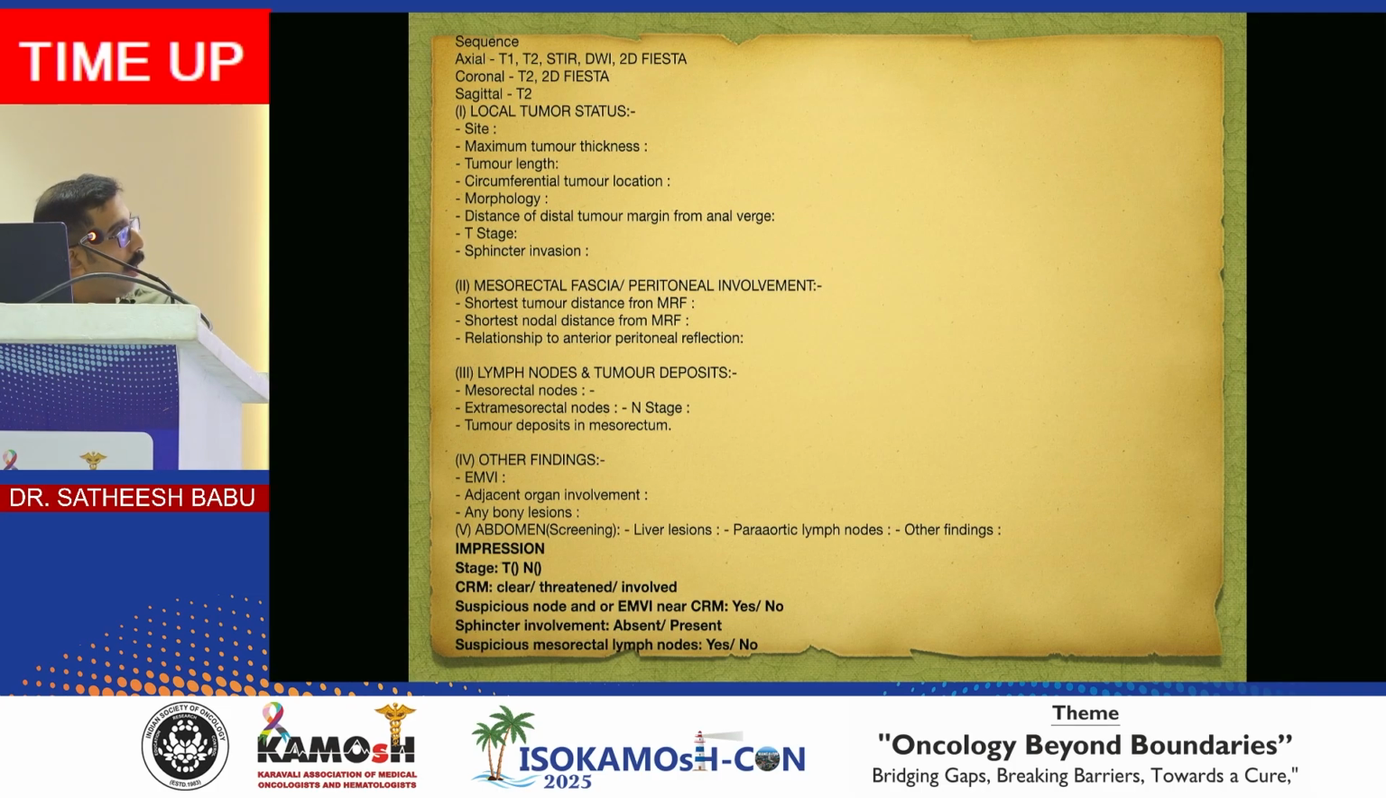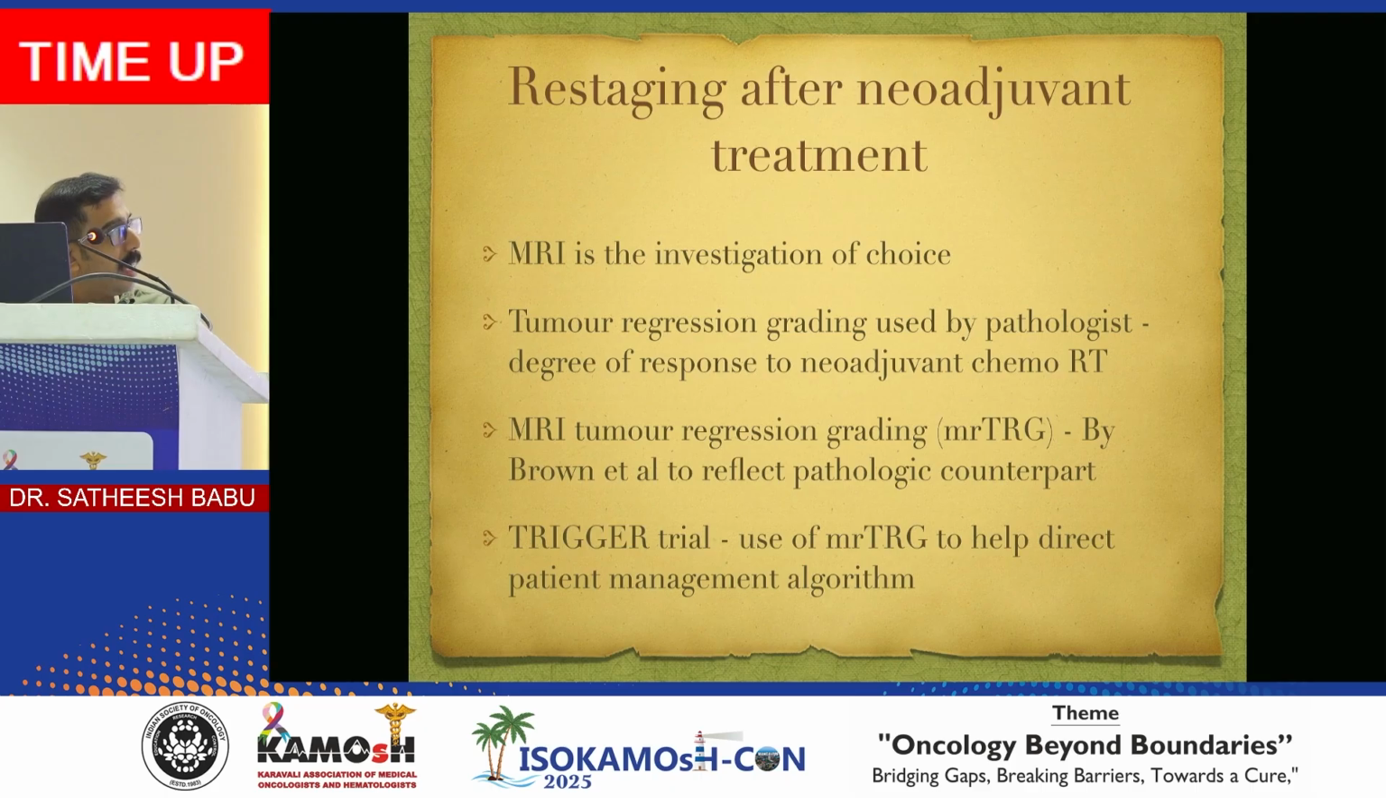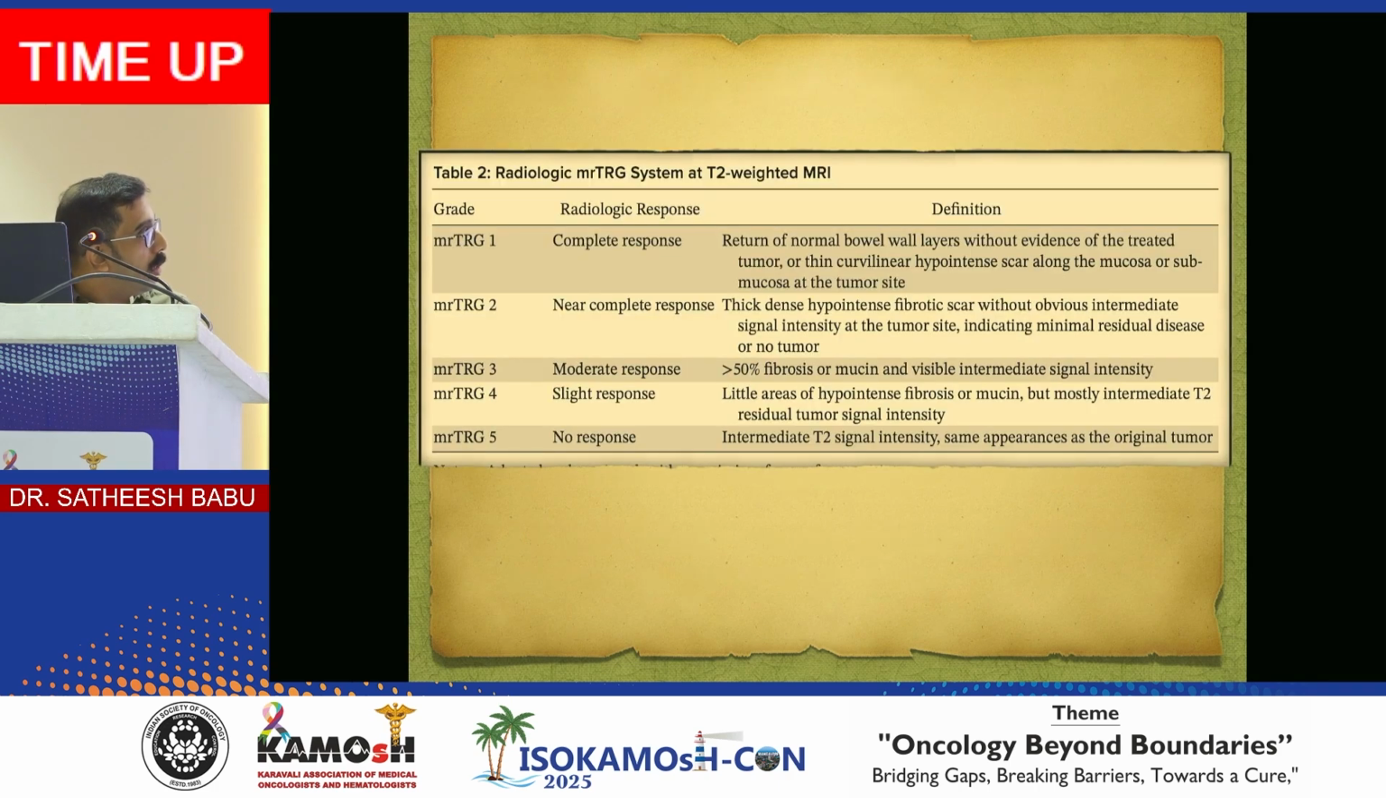And based on all these findings, this is a synoptic reporting format. So we have to use this format so that we don't miss anything, and clinicians get all the details needed for surgery. And restaging is also based on the MRI, and we use something called tumor regression grade, which parallels the tumor regression grade used by the pathologist. There's a trial going on to develop a patient management algorithm based on tumor regression grading. So this is a 5-point tumor regression grading which we use.